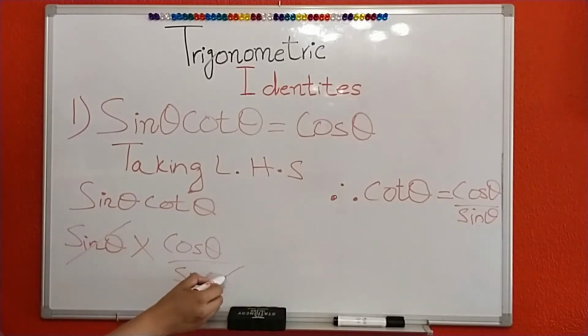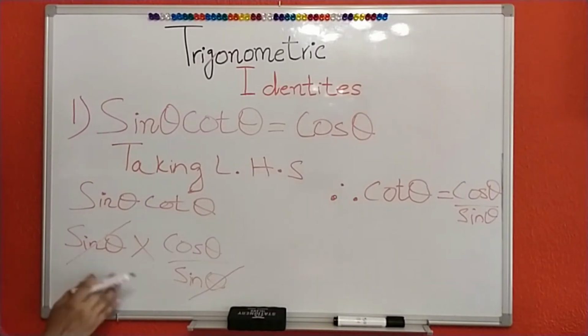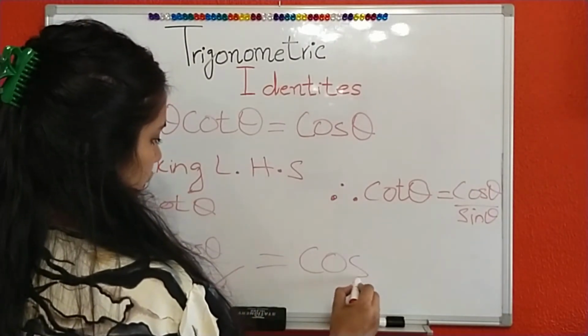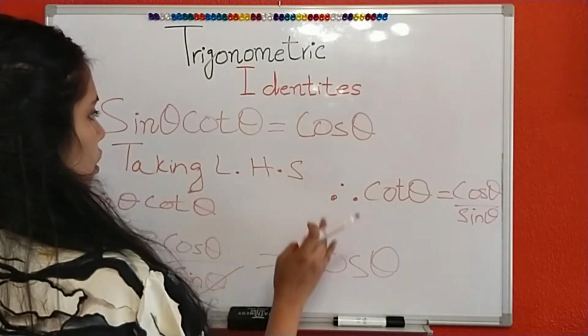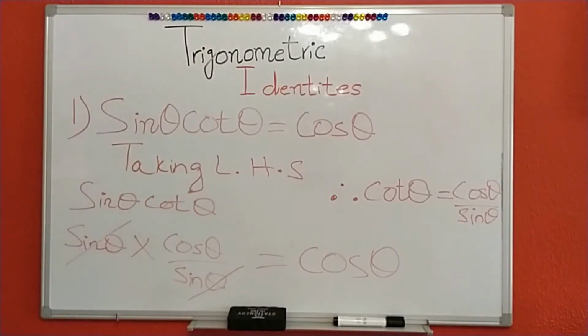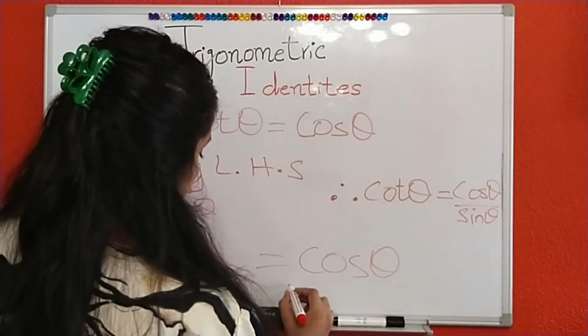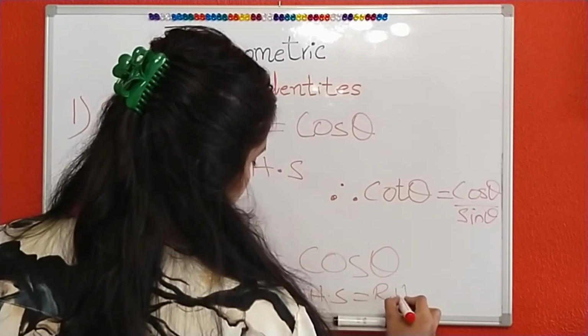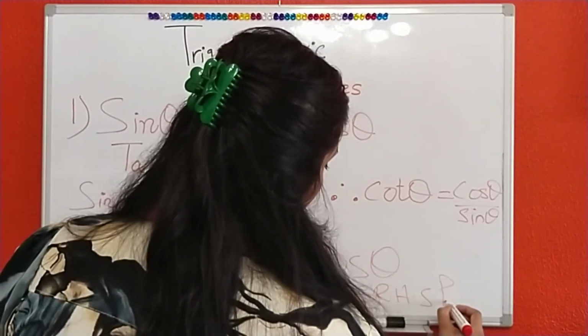These both sin terms cancel each other. How do they cancel each other? Because this sign is multiplying and this sign is dividing. Whenever two same things are multiplying and dividing each other, they can cancel easily. So what I get is cos of theta. So I have converted this sin theta cot theta to cos of theta. So here I can write left hand side is equal to right hand side. So we have proved.